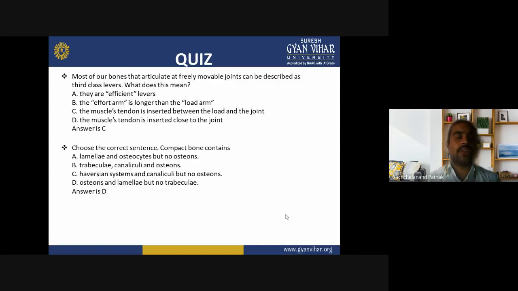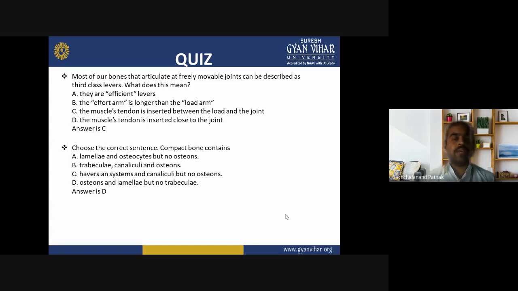So another question we have, most of our bones that articulate at freely movable joints can be described as third class levers. What does this mean? They are efficient levers. The effort arm is longer than the load arm. The muscle tendon is inserted between the load and the joint. Yes, the muscle tendon is inserted between the load and the joint. So answer C is correct.